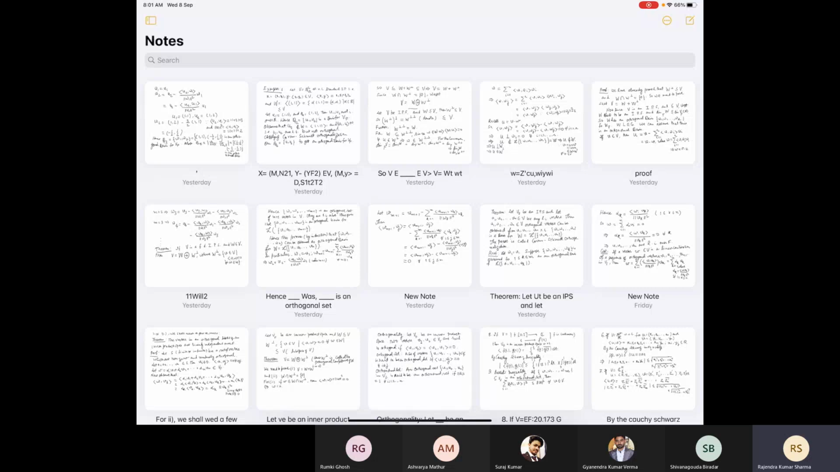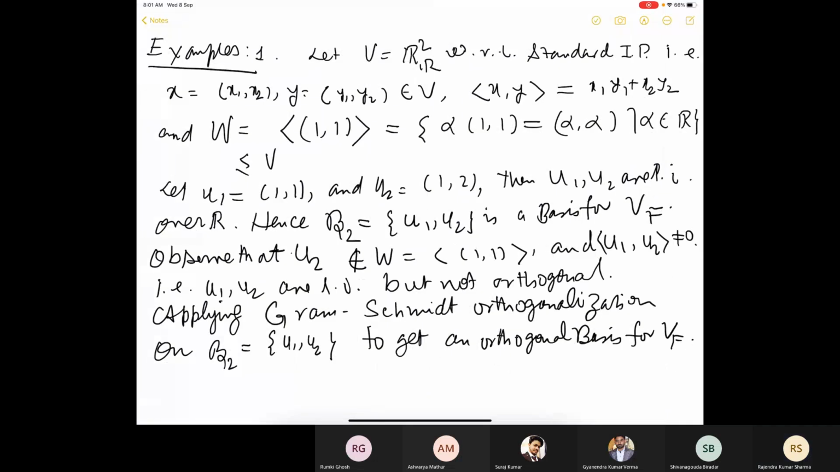Okay, so this was the example. So V was R2 over R. And with respect to the standard inner product, the standard inner product means, if the vectors are, say, x and y with the coordinates x1, x2 and y1, y2, then the inner product is x1 y1 plus x2 y2. And suppose W is the subspace of V spanned by the vector, say, (1, 1). That means every element is a scalar multiple of this (1, 1), that is (alpha, alpha) for every alpha in R.